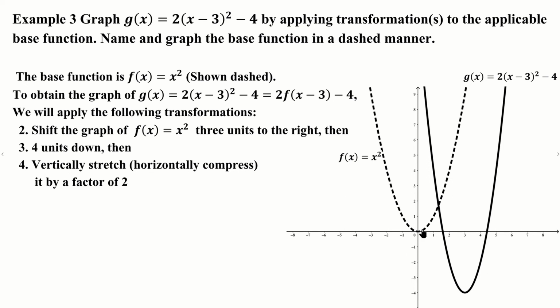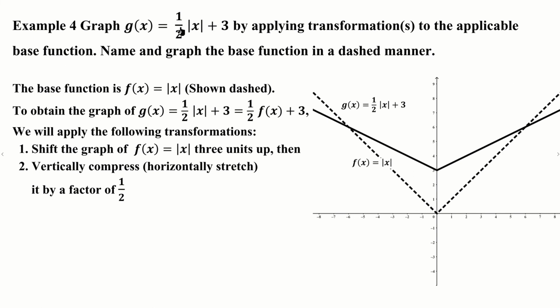So notice we took this, moved it 3 units to the right, then moved the whole thing 4 units down, and then we vertically stretched it, which notice it looks like a horizontal compression. And as you know, that's the case. They go hand in hand. But what we really cared about was a vertical stretch by a factor of 2. Now, once we moved it 3 units to the right, we could have done the vertical stretch first and then moved it down 4 units. You still get the same graph.